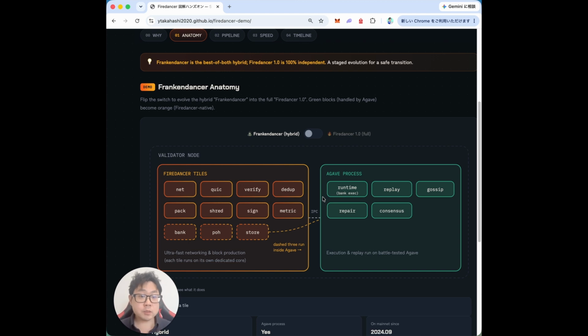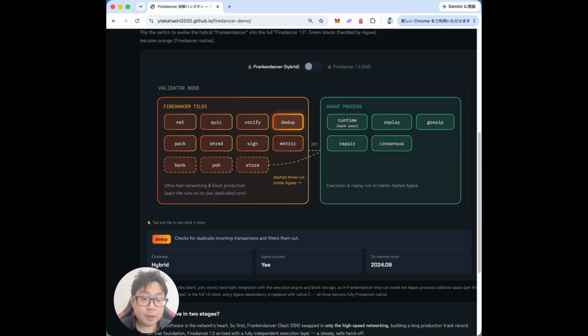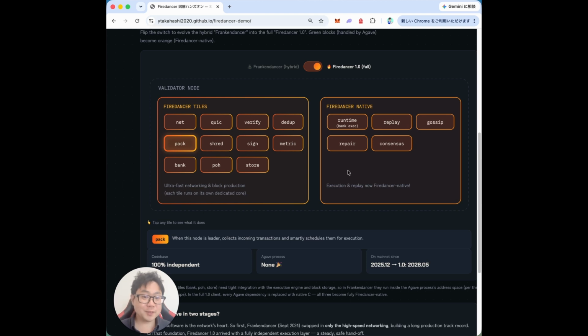The work is split into units called tiles, and each tile gets its own dedicated CPU. You can tap any tile to see what it actually does. Feel free to explore, like net, quic, verify, dedup, and so on. And notice that in the full Firedancer, every tile has been replaced with a Firedancer native implementation.